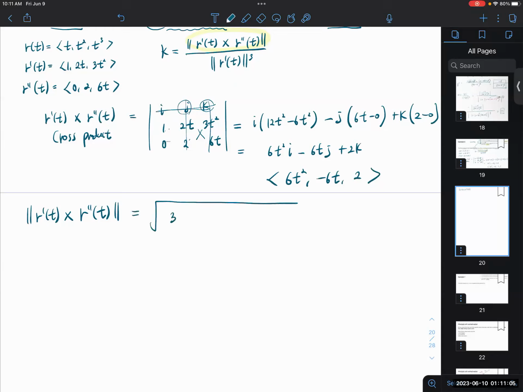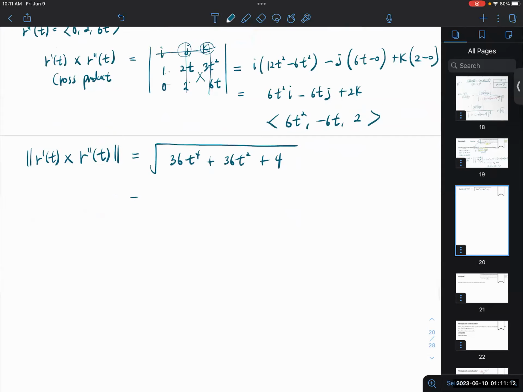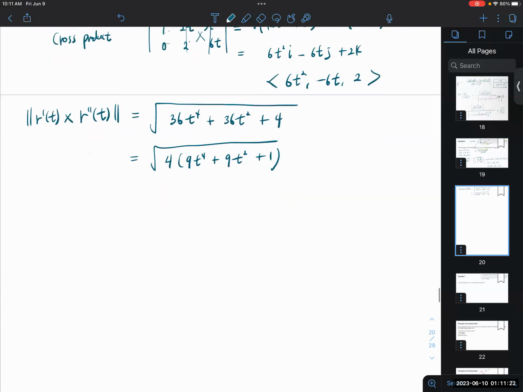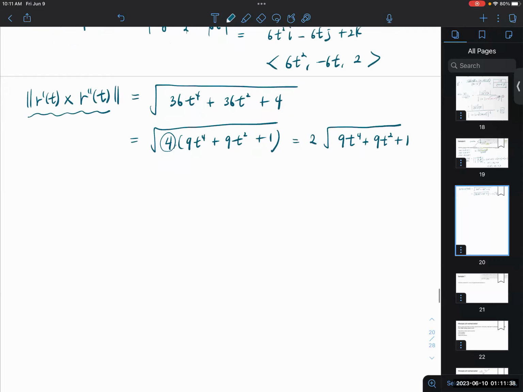The magnitude: 3060 to the 4, 3060 second plus 4. Am I correct? You can find the common factor everywhere, 4 9t to the 4, 9t to the second plus 1, correct? And then 4 with the radical becomes 2 if you simplify. So we have 2 radical 9t to the 4, 9t to the second plus 1. So this is your numerator magnitude.